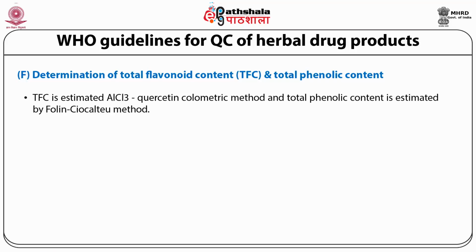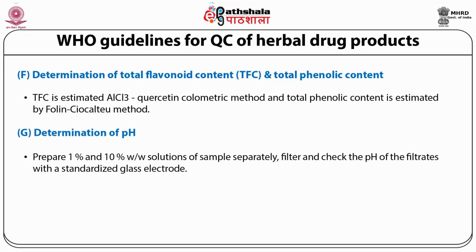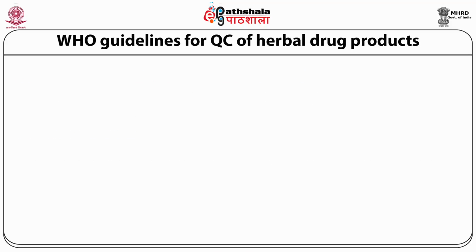The last one is determination of pH value, where the sample solution or suspension of a 1% weight by volume or 10% weight by volume solutions are prepared and the pH is determined after filtering the extract with a standardized glass electrode. Let's move on to now journal quality parameters.